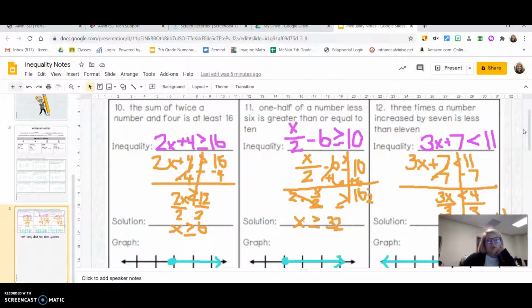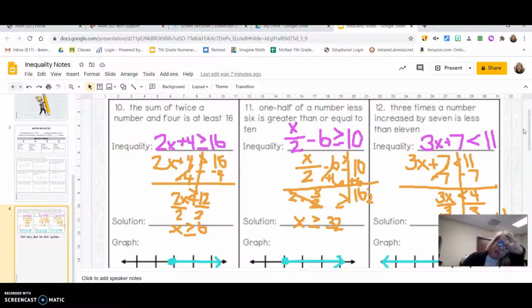So the sum of twice the number and 4 is at least 16. So 2x plus 4 is greater than or equal to 16. Then I rewrote my inequality, and I'm going to solve it just like I do an equation. I'm trying to isolate that variable. I'm trying to get the x by itself. So the way that I do that first, when I have a positive 4, is to subtract 4 from both sides. That would give me 2x is greater than or equal to 12.